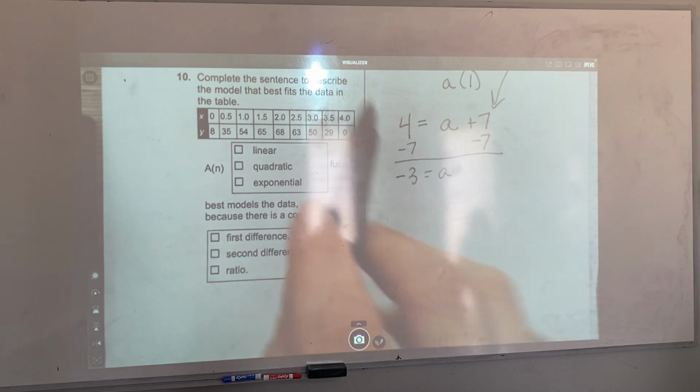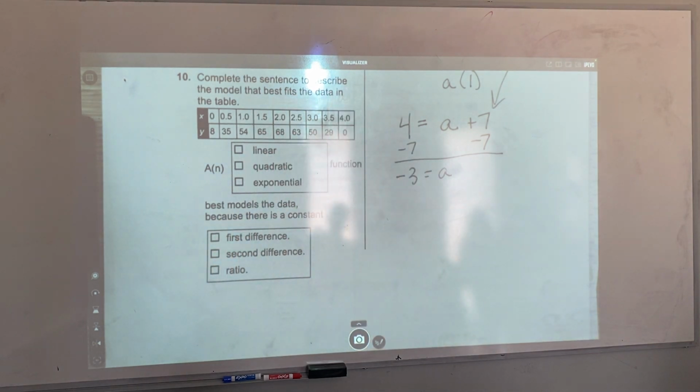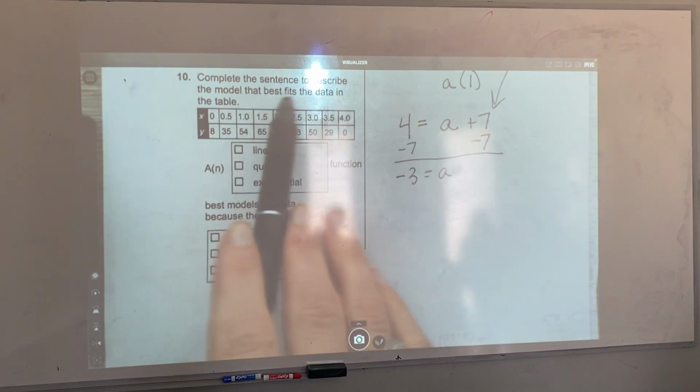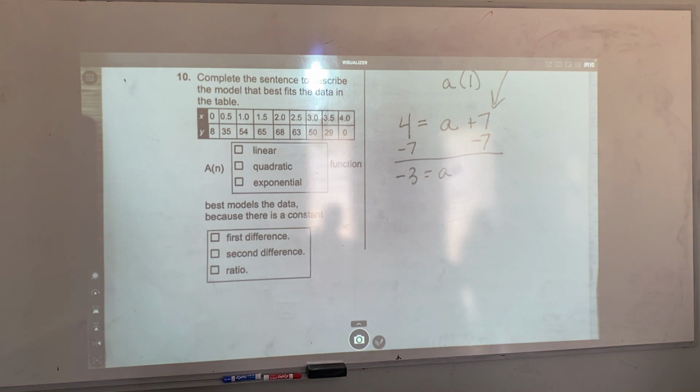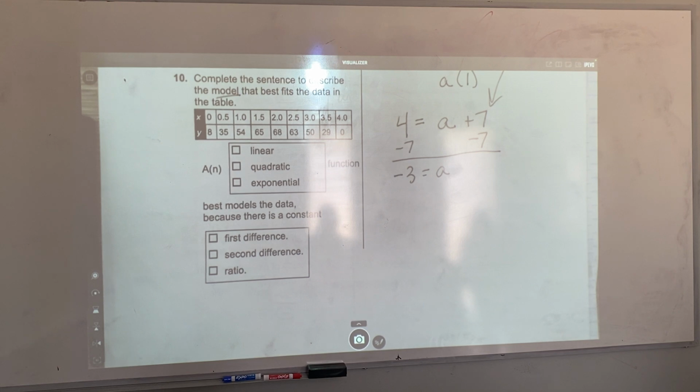This is how you do it. Complete the sentence to describe the model that best fits the data in the table. What do they mean by the model? They're not talking about the table, because it says the model that best fits the data in the table. So you gotta make one. What type of function?